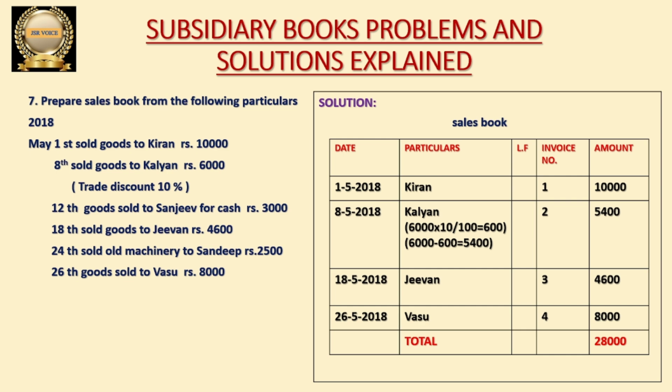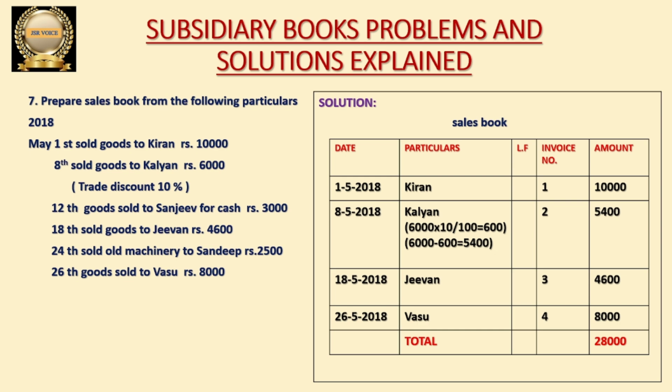And next, 18th date, sold goods to G1 rupees 4600. Sold goods, it is goods only, one condition satisfied. To G1, name is given, second condition satisfied, and cash is not given, third also satisfied. Let us see and record in the sales book. Here in sales book you can see 18th date, name G1 in particulars column, invoice number 3, and amount column 4600.